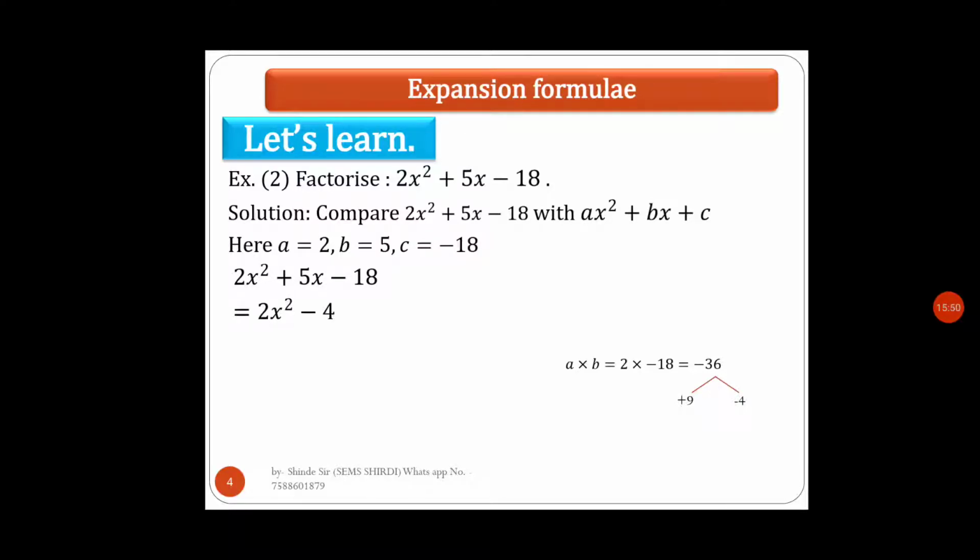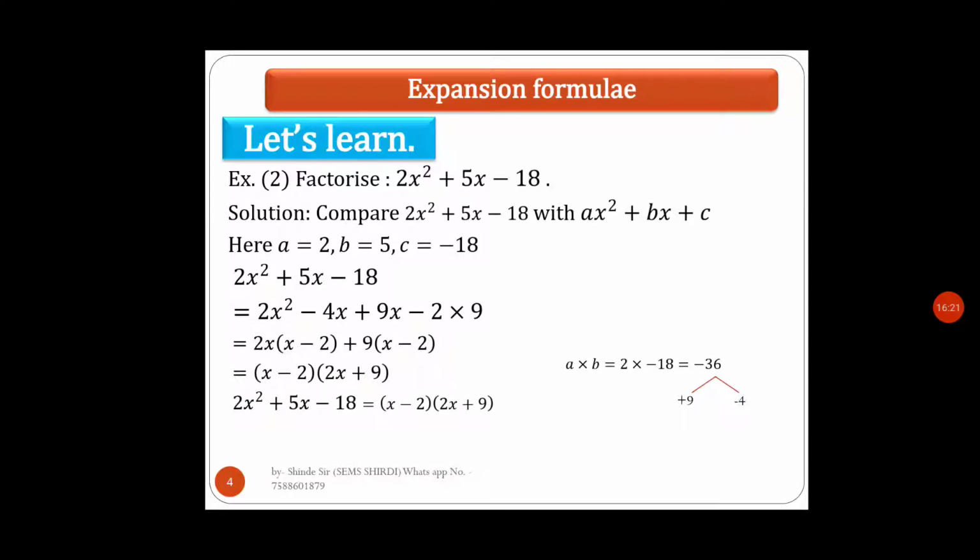Okay. Now again you split the middle term, 2x square plus 5x minus 18. Now here 2x square minus 4x plus 9x minus 2 into 9. In the first two terms, the common factor is 2x, in bracket x minus 2, plus in the last two terms 9 is common. What is remaining here, 9 into x minus 2. Again x minus 2 is common. What is remaining here, 2x plus 9. In this way we find out the factorization of a quadratic trinomial. Okay, these are the factors.